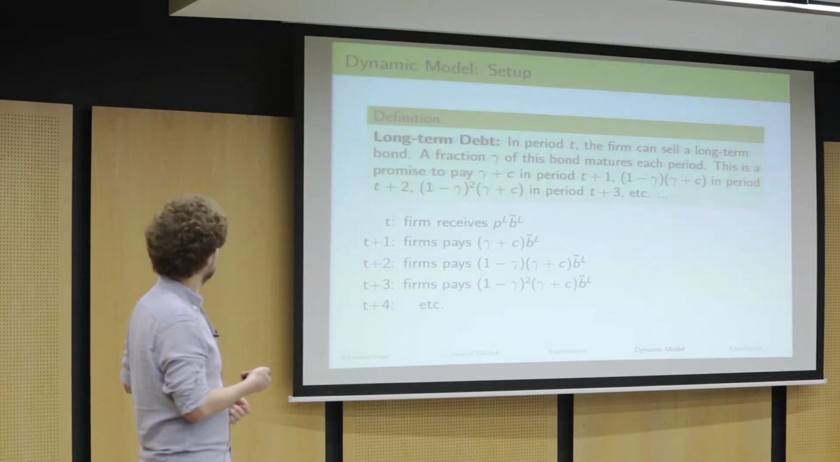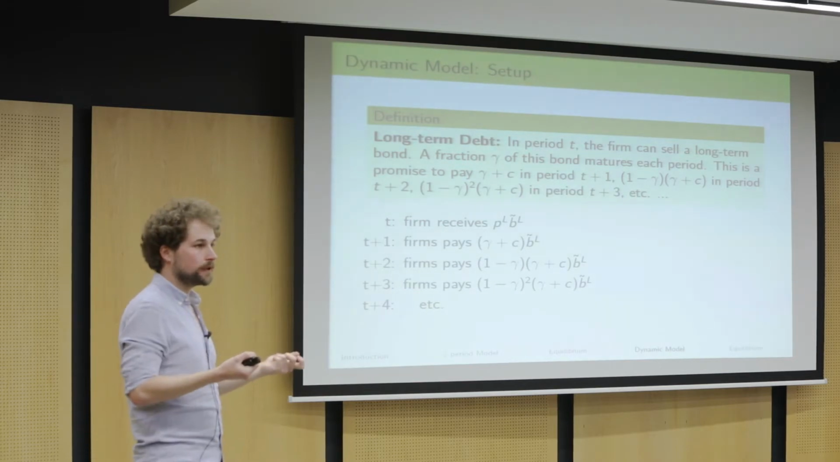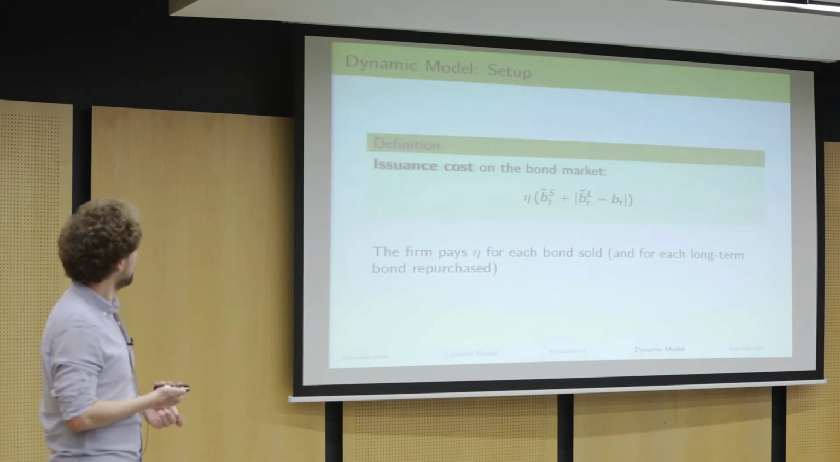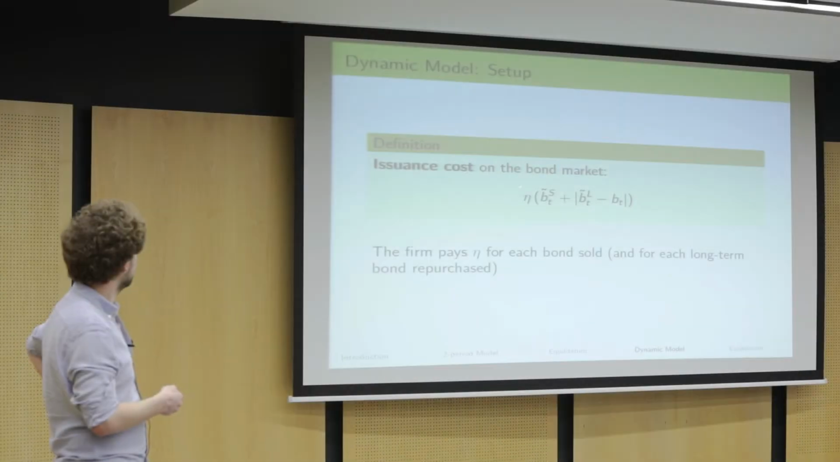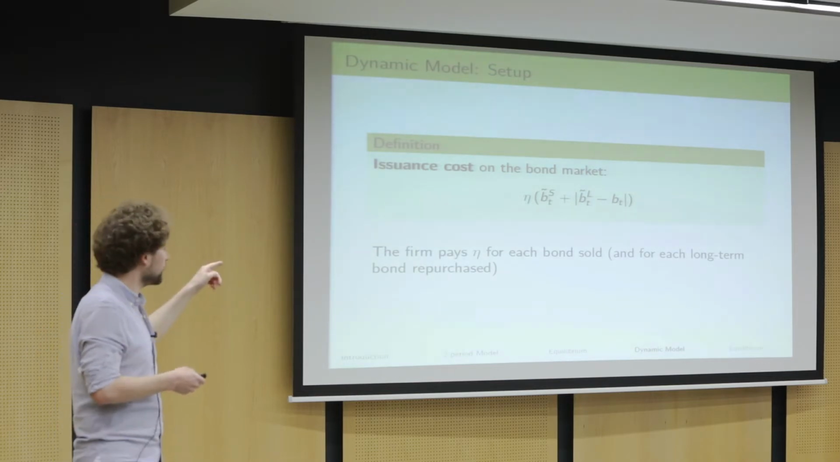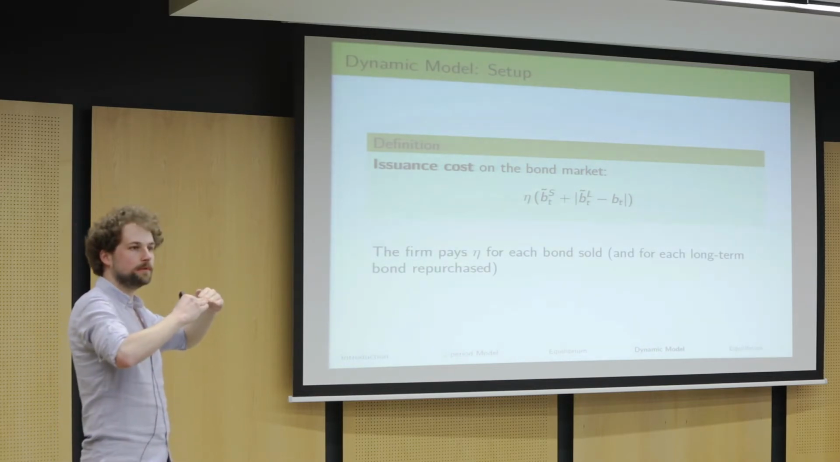Okay. These are the two instruments which the firm can use. And to make this maturity choice a bit interesting, we introduce the last new element, which is an issuance cost on the bond market. So whenever this firm goes to the bond market and sells new debt, it pays an issuance cost. In practice, the investment banks do these things for you, and you have to pay them a fee. And in practice, it's about 1% of the revenue raised on the bond market, on average in the US.